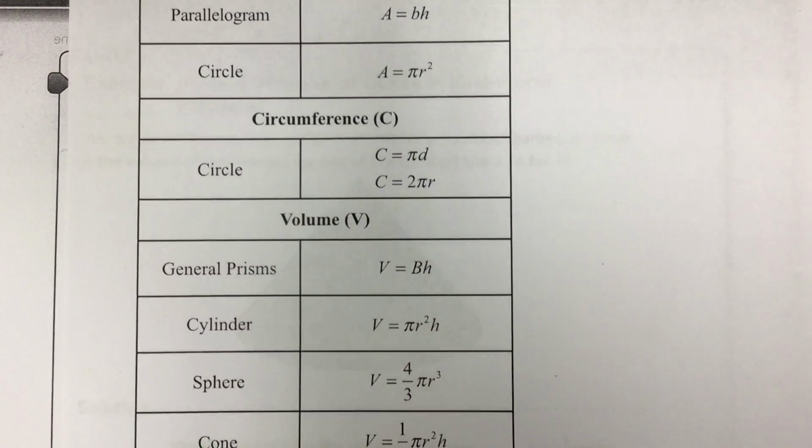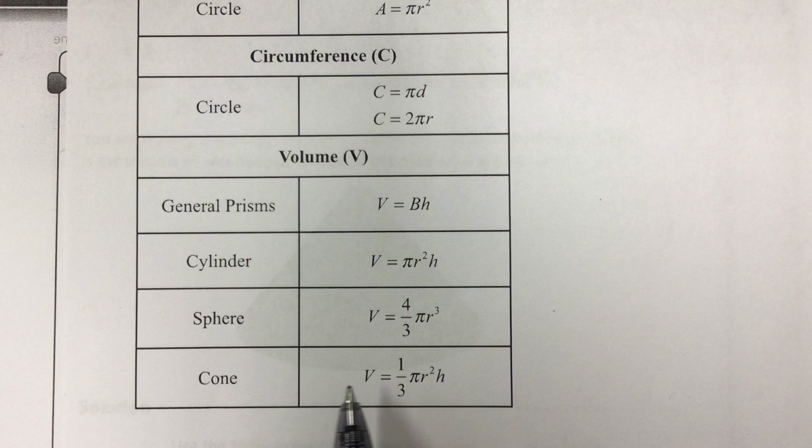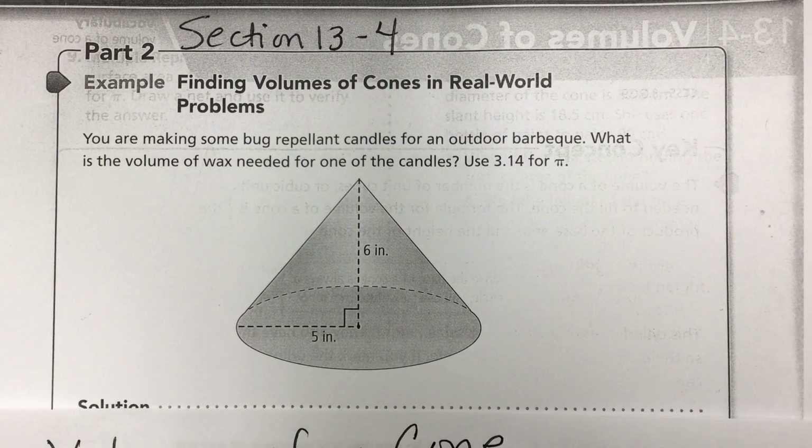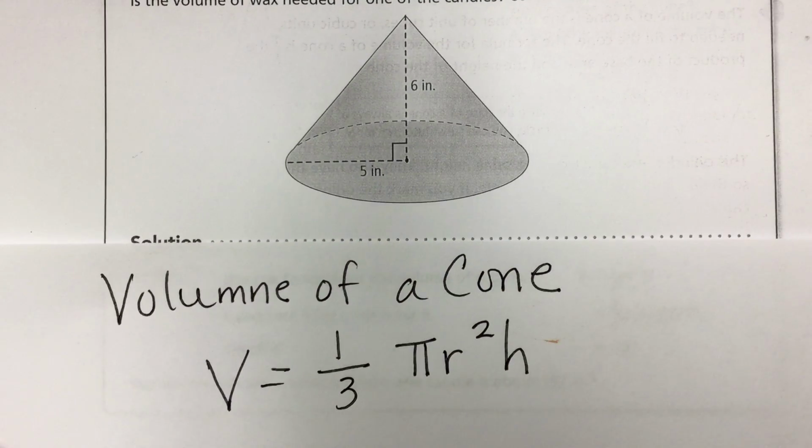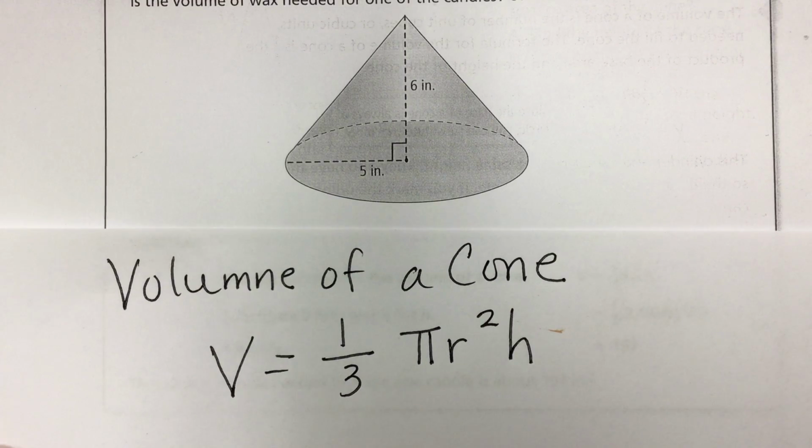I have the formula V equals 1/3 pi r squared h. So we will use that formula to determine the volume of this cone.